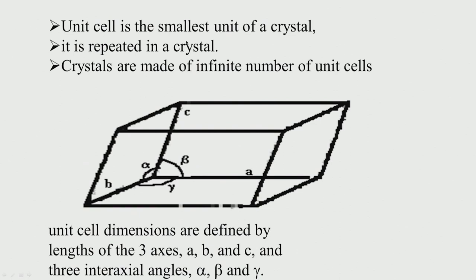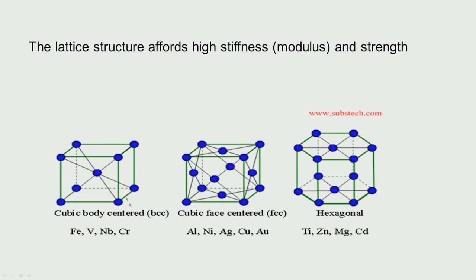So, as I said, the unit cell is the smallest unit of a crystal. If you take a crystal of iron and keep breaking it into smaller and smaller pieces, finally you will end up with this type of cubical lattice, and that will be a body centered cubic. You will have atoms here, here, here in the corners, and there will be one in the center. This central atom is unique for this particular lattice, whereas these corner atoms are shared by 8 different cubes that may be placed.